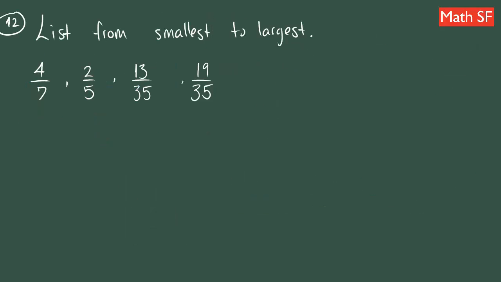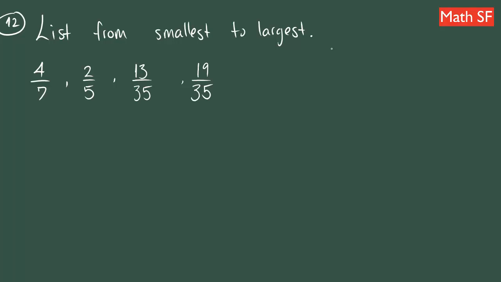Now let's do problem number 12. They say list from the smallest to the largest. So once again we need to find the least common denominator from all of them, because that will make it easier to compare them. Right now we can't tell which one is bigger and which one is smaller among all of those fractions. Therefore, let's find the least common denominator from all of them.